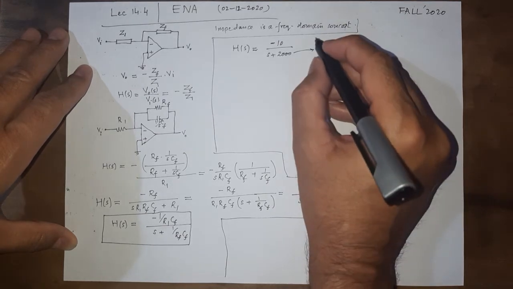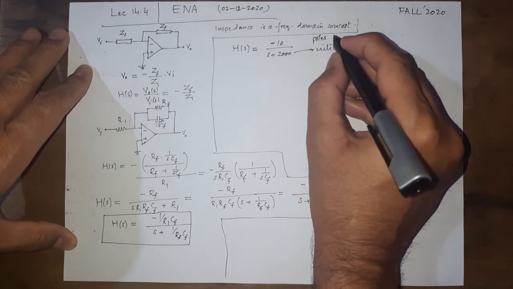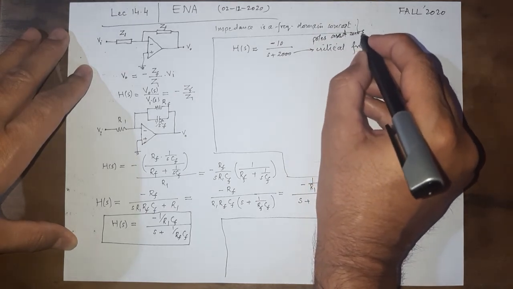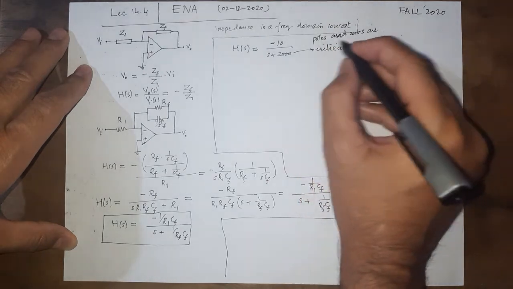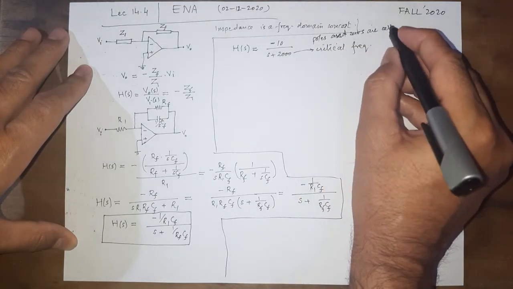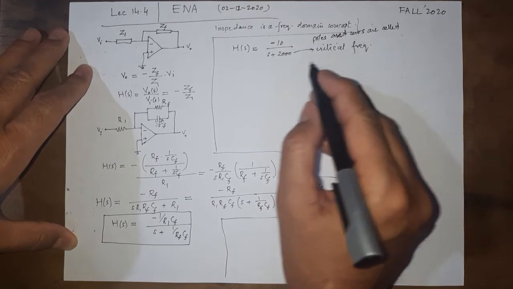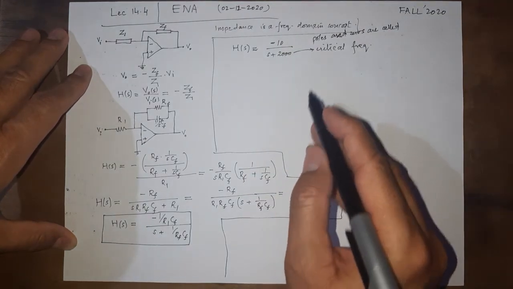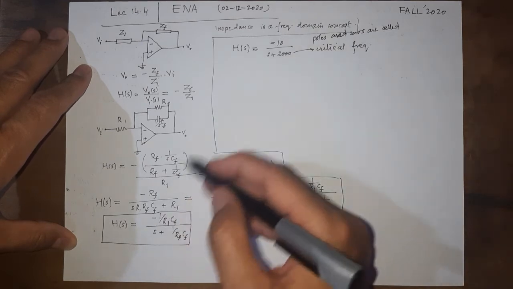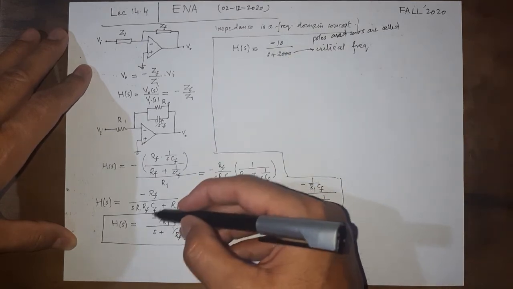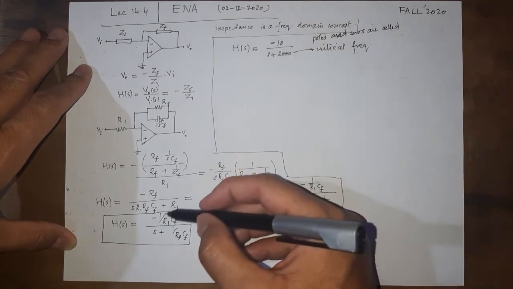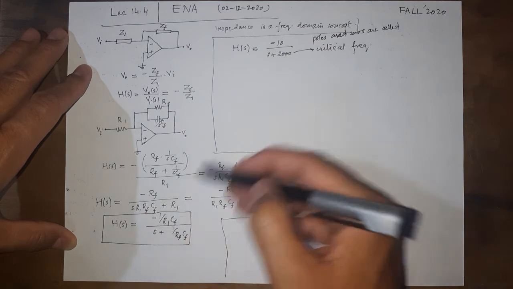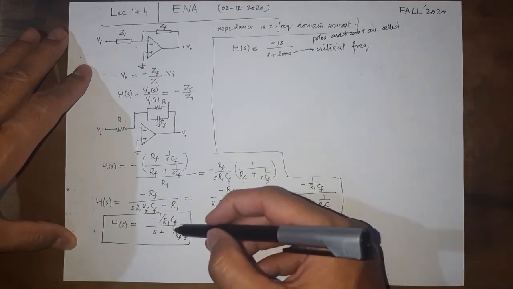The poles and zeros are also called critical frequencies as well. So for this circuit, this is the critical frequency, 2000. And if you compare this with this one, we have a minus sign, 10, 1 over R1 CF. The S coefficient is 1, here we have 1. Here this thing is this thing.